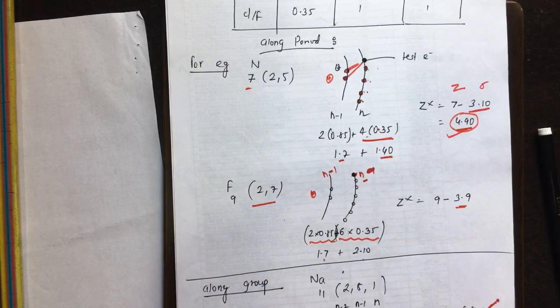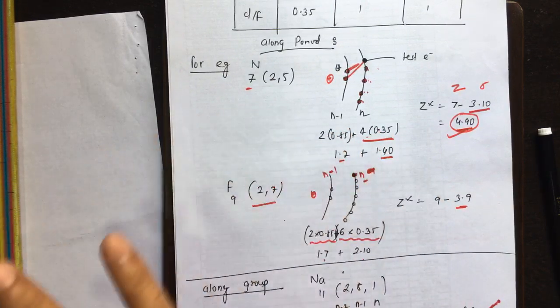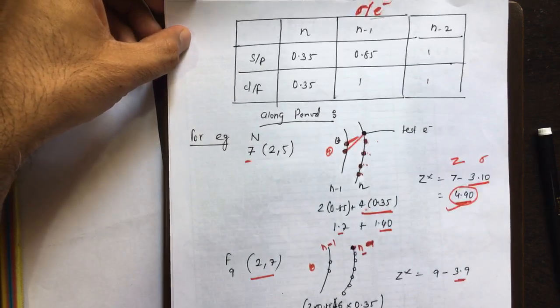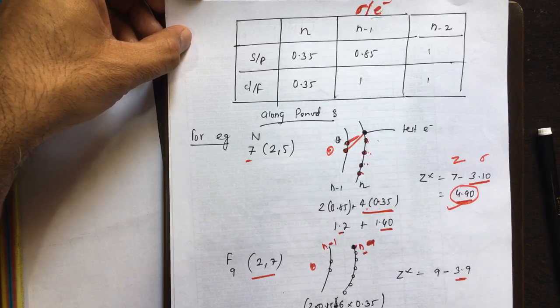I hope you have understood it. Please understand very cautiously. I have explained it with the table here. The value is also given in the table, and with respect to that, I have explained it. One more problem I will explain.